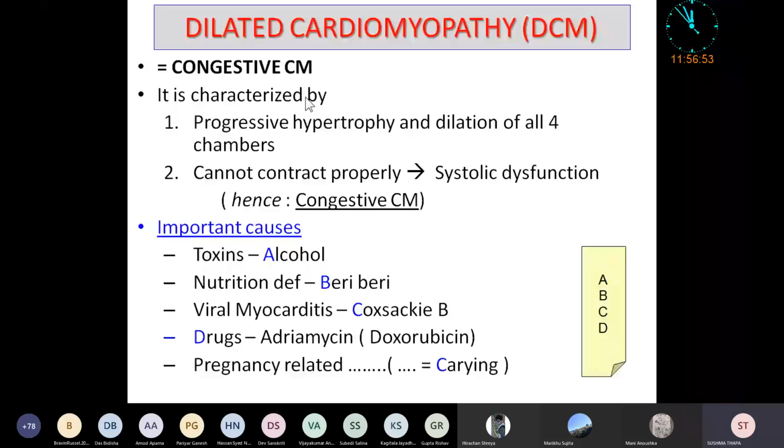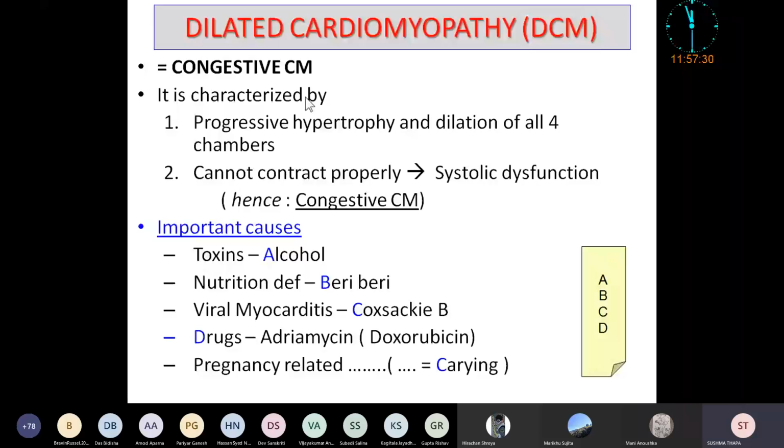All of you, please remember, rather than just mugging up, you have to understand the term. If you understand each and every term, then it will be easier for you to understand the whole chapter. So in dilated cardiomyopathy, cardiomyopathy denotes the heart, and dilated means all the heart chambers are dilated. There is dilation of all the four chambers of the heart.